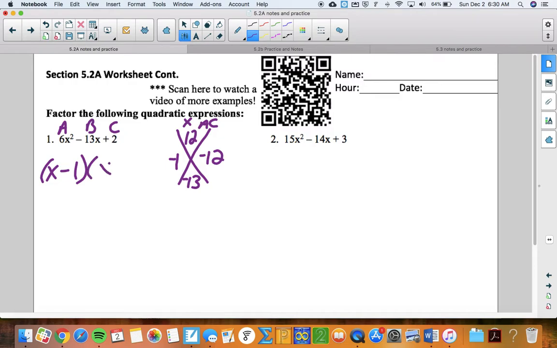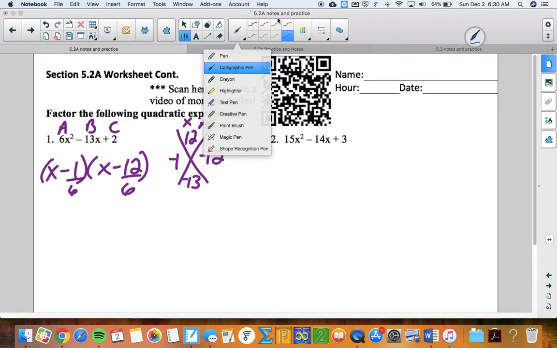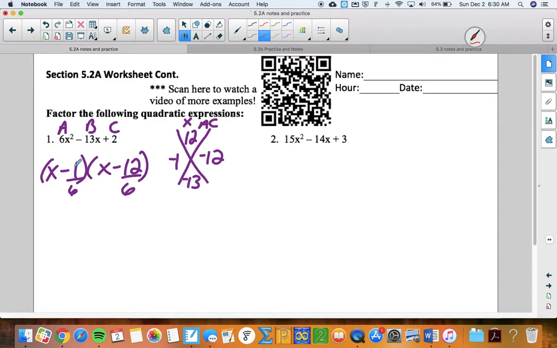But now, or X minus 1 times X minus 12. But now we divide by that A value. And then we simplify those fractions. So let's see here. Off to the side, I'm kind of thinking, well, negative 1/6 simplified, or maybe we'll just bring down a minus sign. 1/6 simplified is 1/6. And 12 over 6 is the same as 2 over 1.